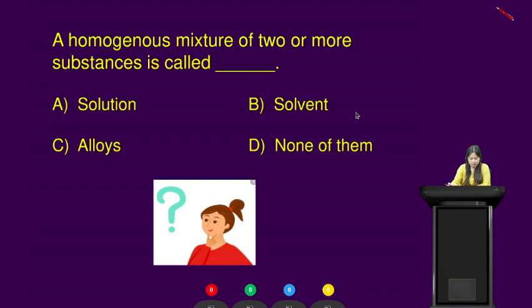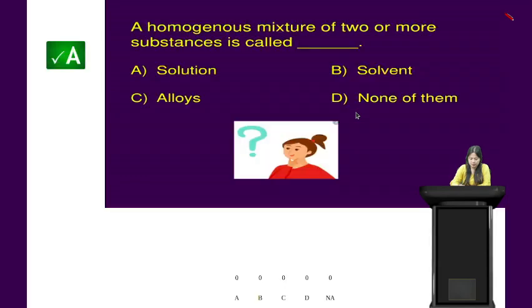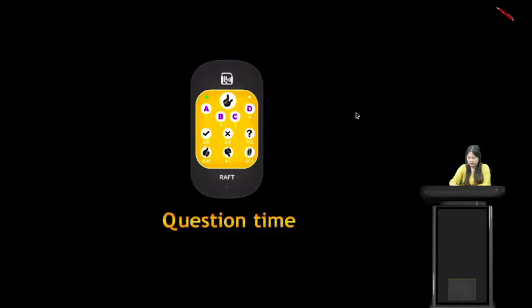Alright students, your time is up, and yes, good, the correct answer is option A, that is solution. A homogeneous mixture of two or more substances is called a solution. Let us proceed.